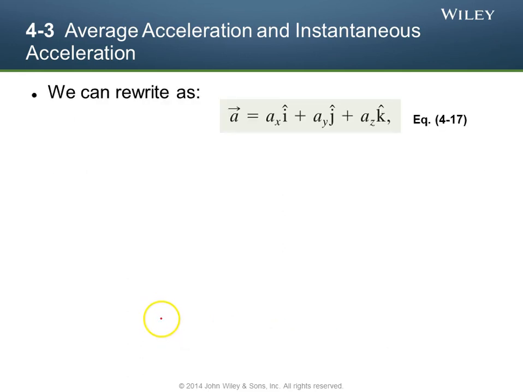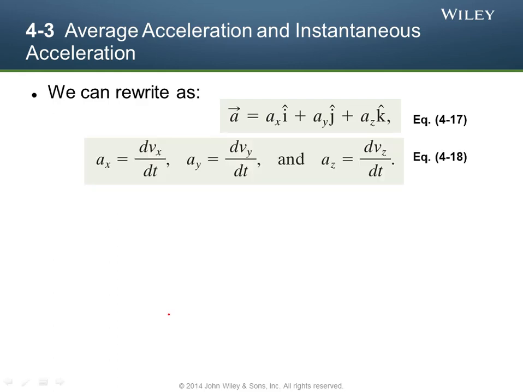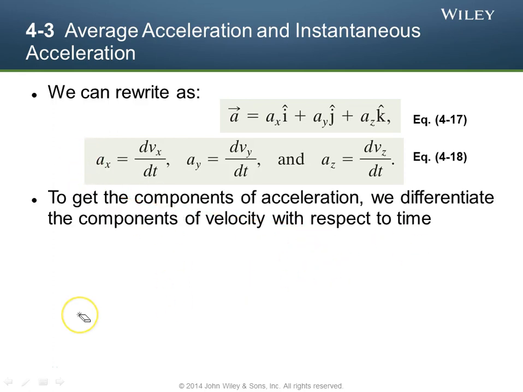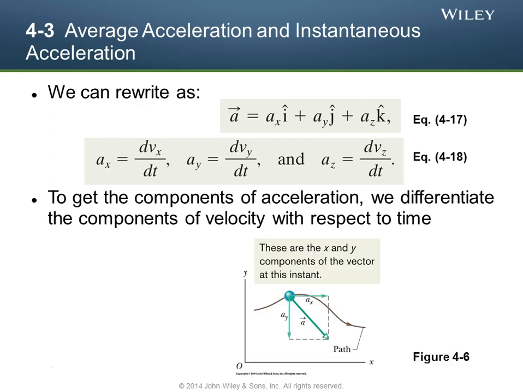And we can even go a step further to say that each component, we'll call a sub x, a sub y, and a sub z, as long as we defined each of those as listed here. And just like before, to get the components of acceleration, we differentiate the components of velocity. And what does this represent? Well, these are the x and y components of the vector at that instant.